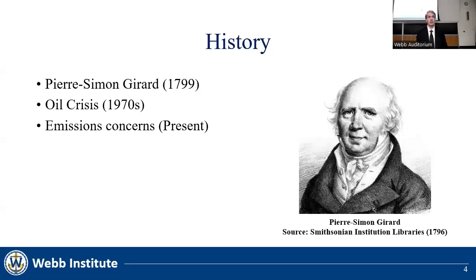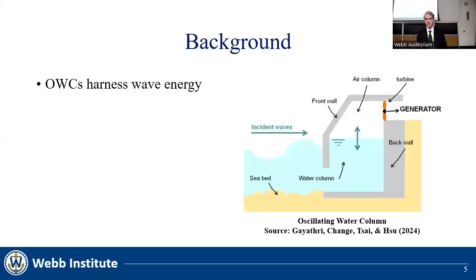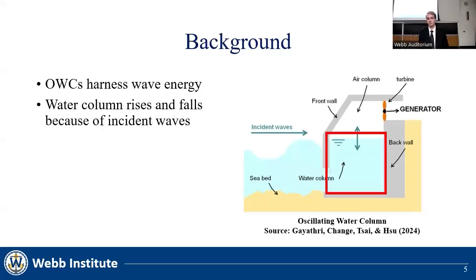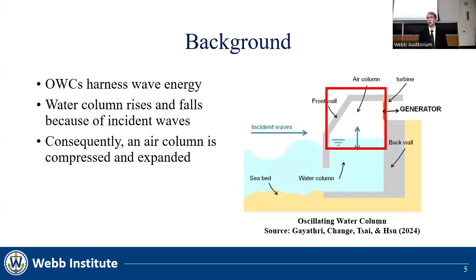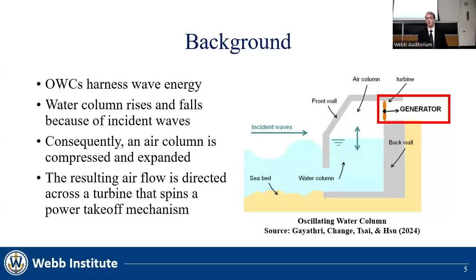One major source of renewable energy is wave energy. Oscillating water columns, or OWCs, are shoreside wave energy converters. OWCs harness wave energy with a chamber, a turbine, and a power takeoff mechanism. The first step in the process is when the water column rises and falls due to incident waves. As the water column rises and falls, an air column is consequently expanded and compressed. Finally, the resulting bidirectional airflow is directed across a turbine that spins a power takeoff mechanism.